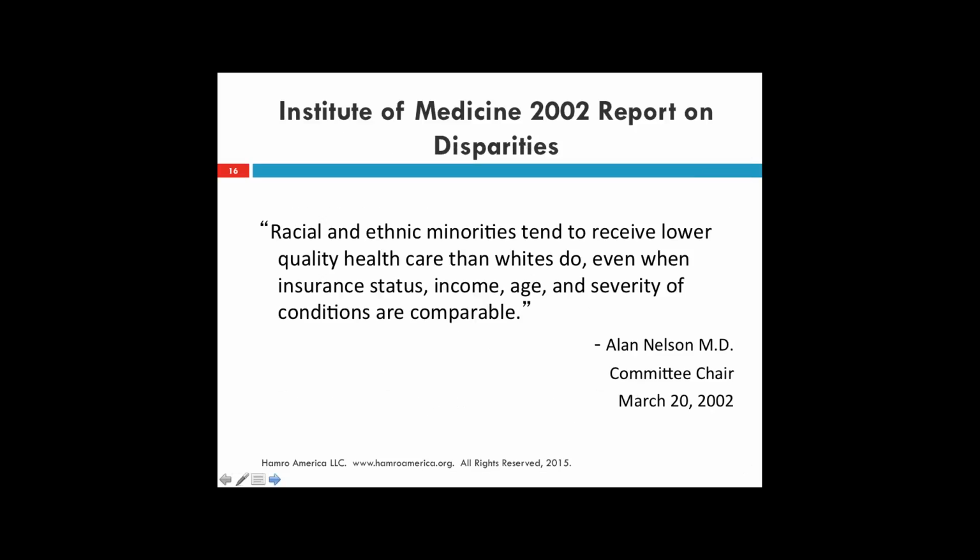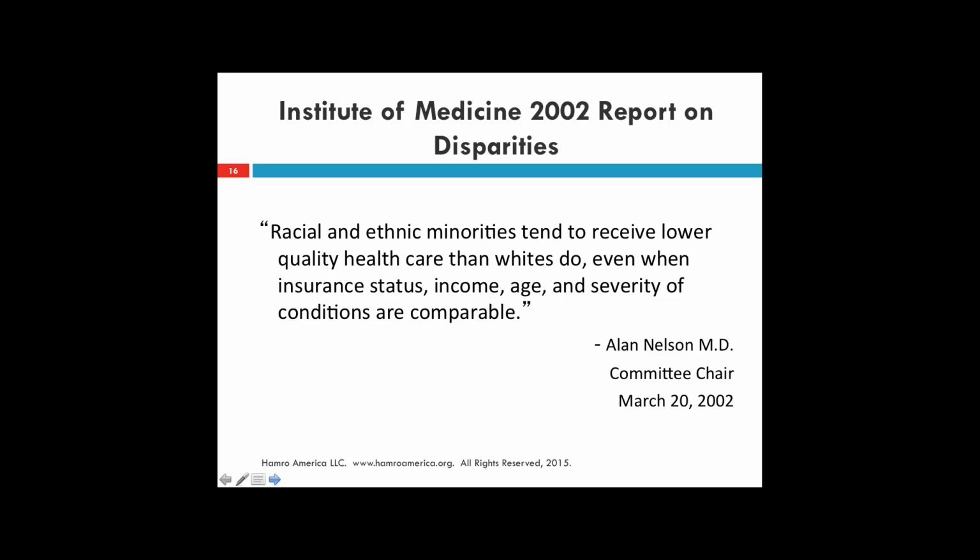There was a report by the Institute of Medicine in 2002 which stated racial and ethnic minorities tend to receive lower quality health care than whites do, even when insurance status, income, age, and severity of the conditions are comparable.